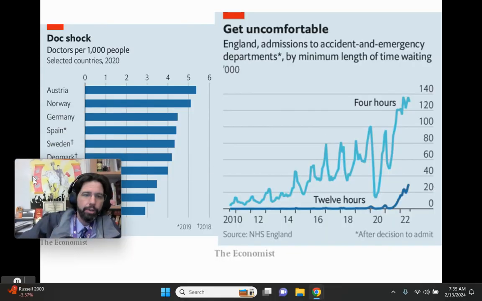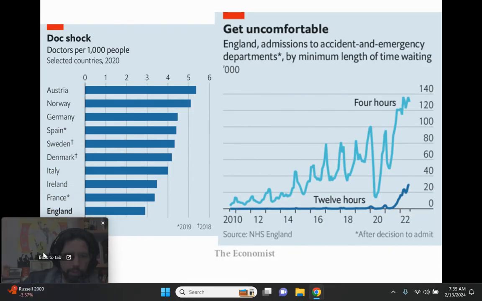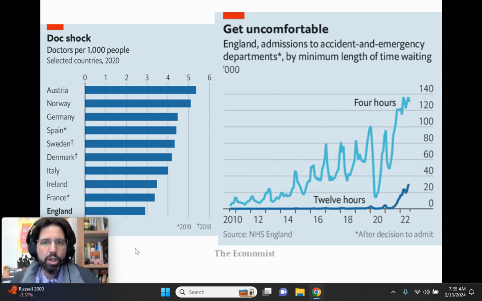The problem is, the healthcare system is not doing well right now, and this is eroding the legitimacy of the UK government. Wait times to see people have gone up considerably. The number of doctors in the UK has dropped considerably because the UK is suffering from economic problems. And of course, if that occurs, then you've got to pay doctors less and reduce services.